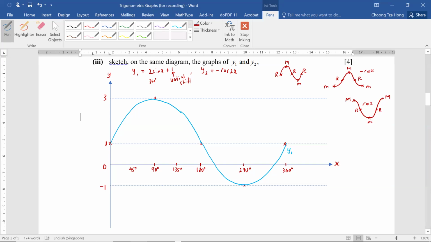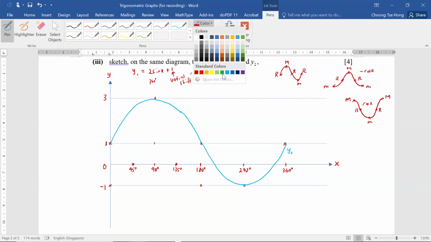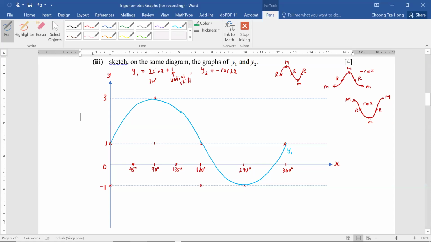So now we want the negative cosine graph. Let's begin. Let's draw the first cycle first. We're going to start from the minimum for the negative cosine graph, then go to rest, then go to maximum, go back to rest, and then go to minimum. Let's change the color to green. So let's draw. This graph may be slightly easier to draw because it's smaller.